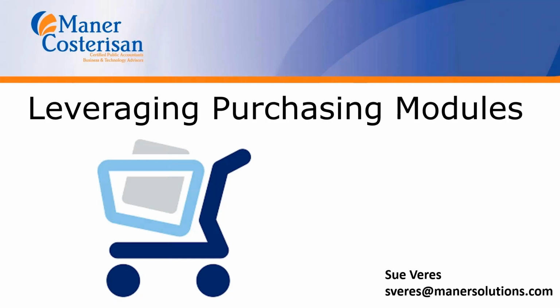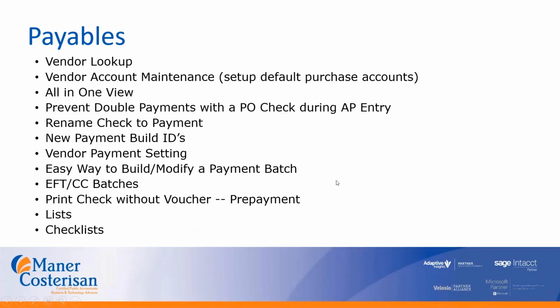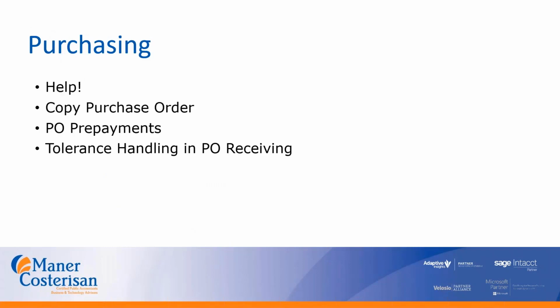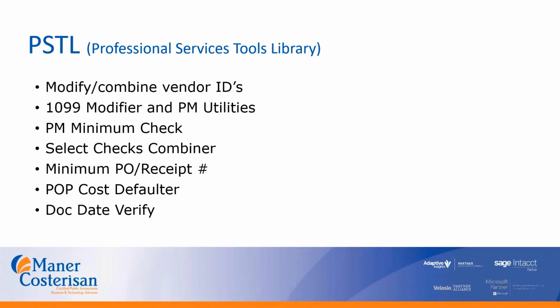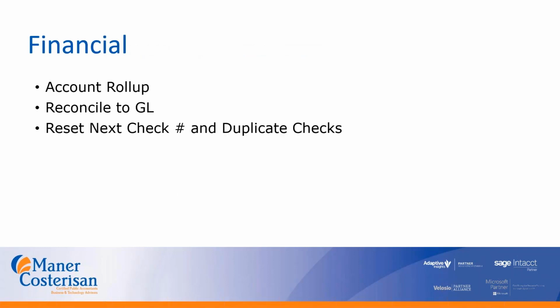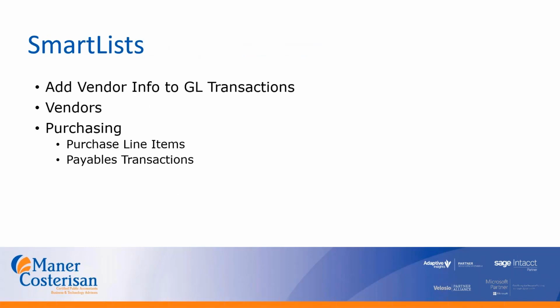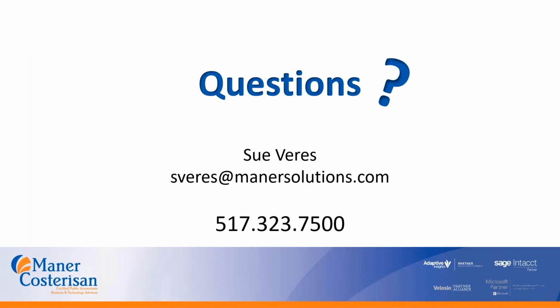I've grouped the agenda into modules, so we're going to take a look at that right now. The first thing we're going to look at is payables, and I'm not going to read all of these, but these are all the things that we are going to look at in the payables module. Then we're going to go on to purchasing, and then into the Professional Services Tools Library, or commonly known as the Pistol Tools. There are quite a few features in the Pistol Tools for the purchasing module. We're going to go on to financial, and then lastly the SmartList. So we're going to go right into GP.